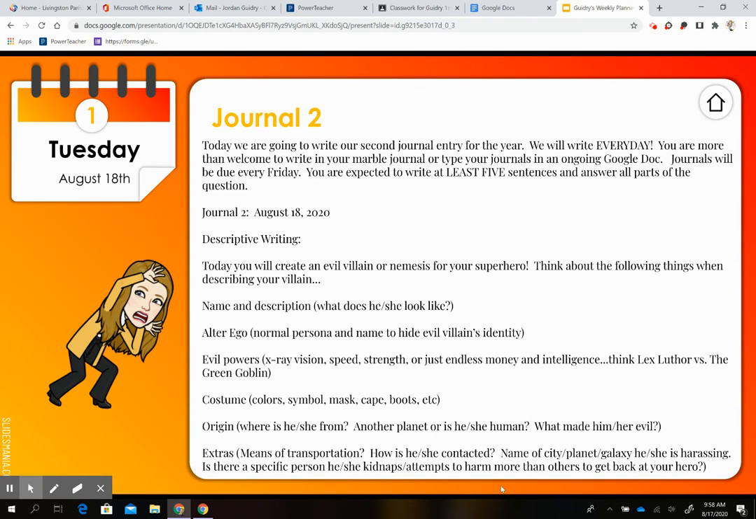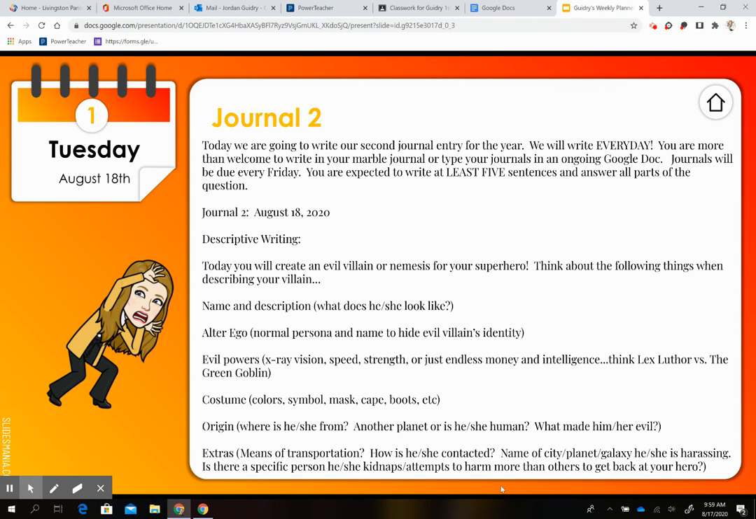What's the name of the city, the planet, the galaxy that he or she is harassing? And is there a specific person he or she kidnaps or attempts to harm more than others to get back at your hero? Think of Lois Lane in Superman. Lois is constantly kidnapped by the evildoers of Metropolis. You also have to think about, guys and gals, does your evil person have a lair or somewhere that they go to hide? Those are things that you need to keep in mind.